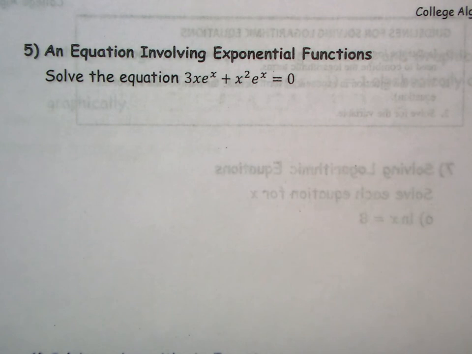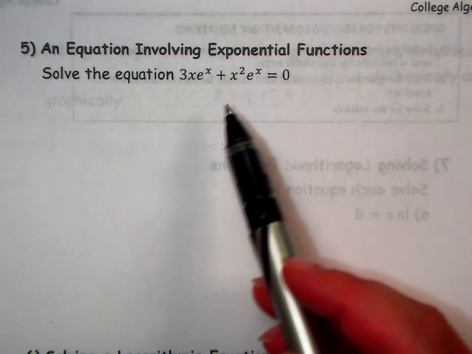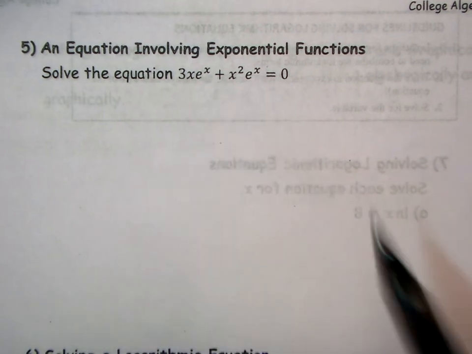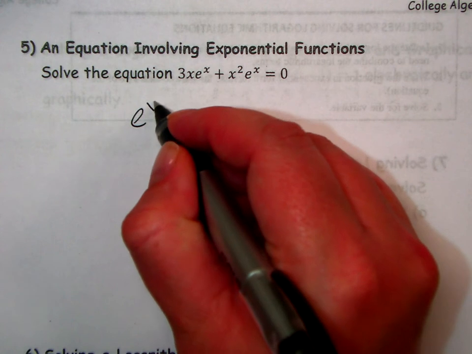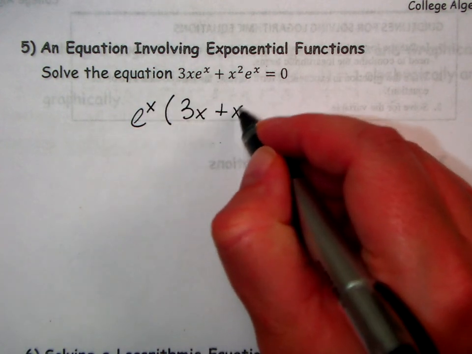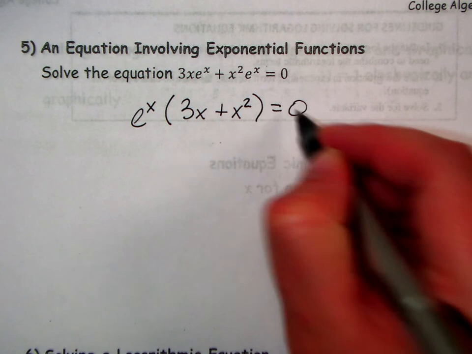Okay, so the last exponential equation type is here. So we have 3x e to the x plus x squared e to the x equals 0. Now this looks complicated, but I assure you it's not. All right. So what we're going to do is we're going to factor this. The first thing I'm going to do is I'm going to factor e to the x out because there's an e to the x in both terms. So I'm going to get e to the x times (3x plus x squared) equals 0.